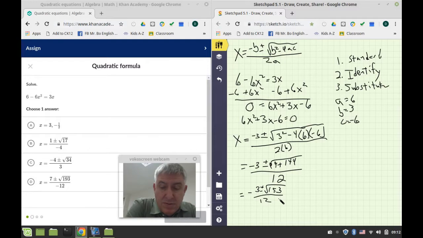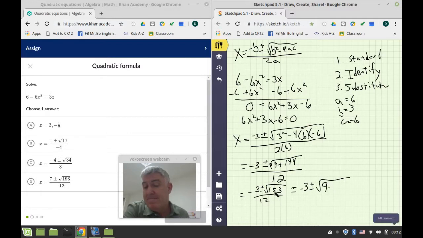All right, so 153, what can I pull out of 153? Is that divisible by 3? It's divisible by 9, so I can divide by 9. So that is equal to -3 plus or minus the square root of 9 times 17, all over 12, which is -3 plus or minus, and this 9 can come out.